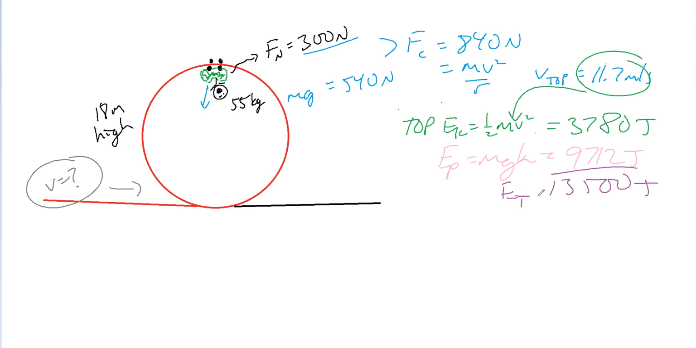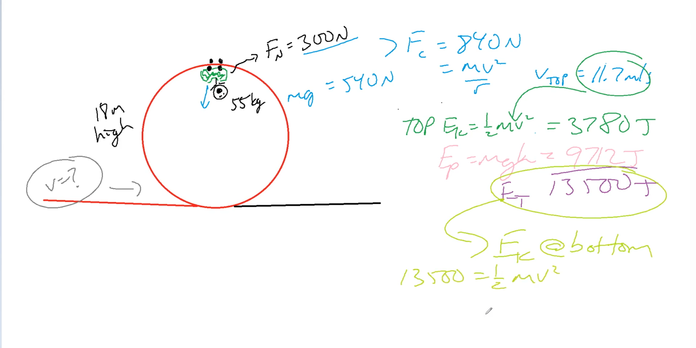So I can take that total energy and move it to the bottom, where at the bottom it's all kinetic. So this right here must be his EK at the bottom. If I take that 13,500 and make it equal to 1/2 mv squared, I can solve for the v, and it will give me the v when he came into the loop in the beginning. I know it has to be more than the 11.7 at the top, and if we punch it all out, don't forget to square root, we're looking around 22 meters per second. So he was coming in here at around 22 meters per second.